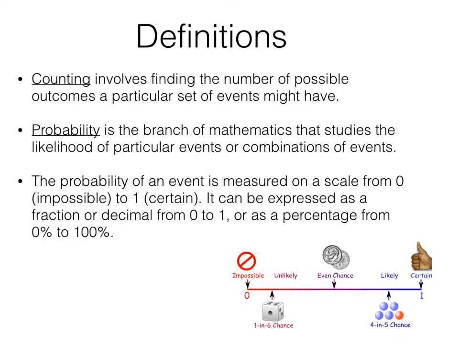Okay, so what are we talking about here? We're talking about counting, which involves finding the number of possible outcomes a particular set of events might have. And I know you're thinking when you saw that in the title, like counting? Like I already know how to count. Right, but this is actually finding the number of possible ways something can happen.